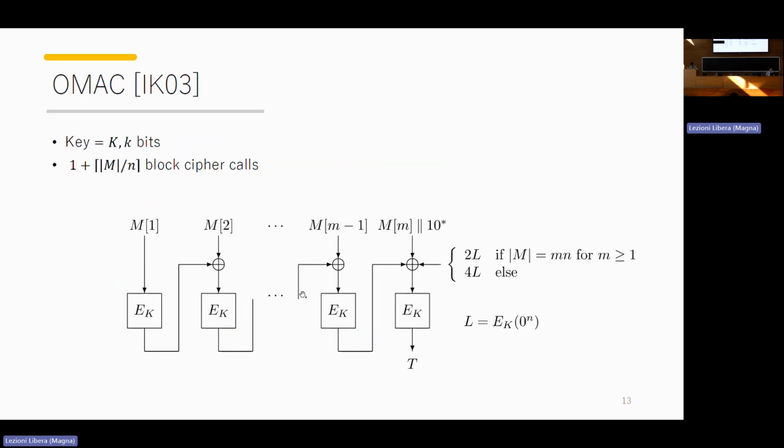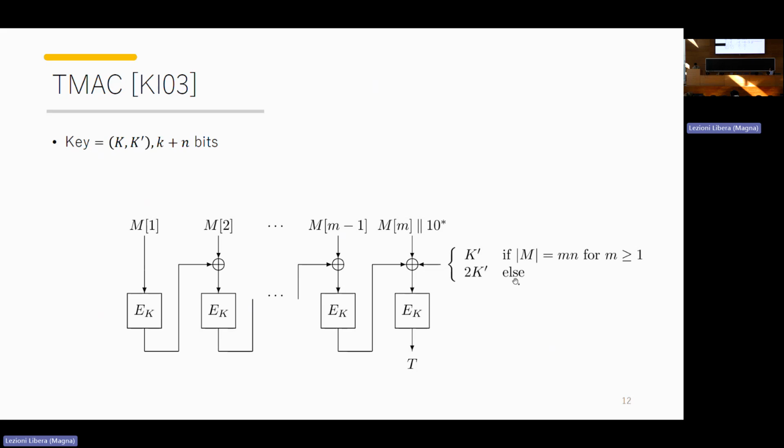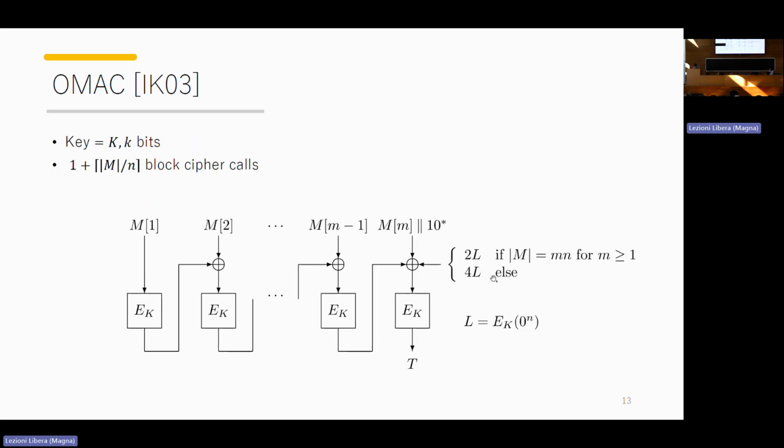So it uses 2L here and 4L here. A more natural choice would be L and 2L, like CMAC did. So the issue is that the adversary can always force the input block here to all 0. And then this value here becomes L, the mask. And if we use L for the last mask, they will cancel. And we wanted to avoid this. And this is the reason why we use 2L and 4L instead of L and 2L.